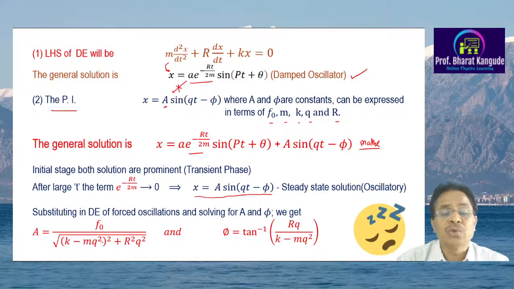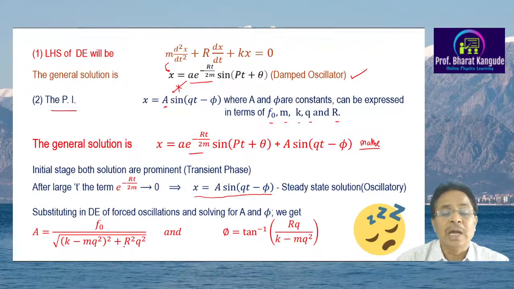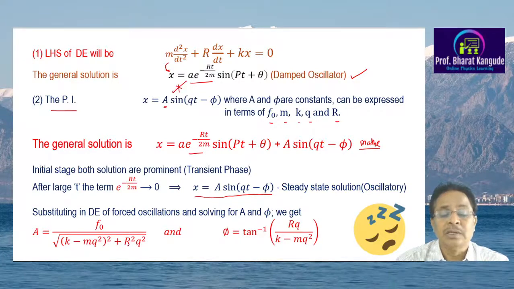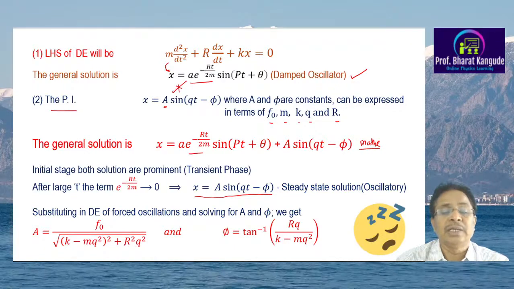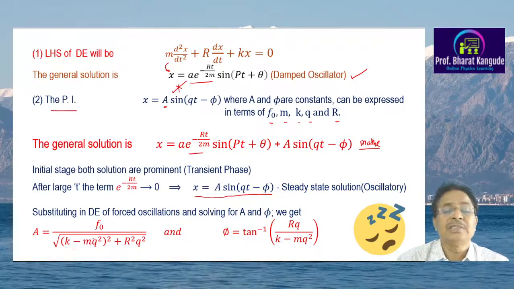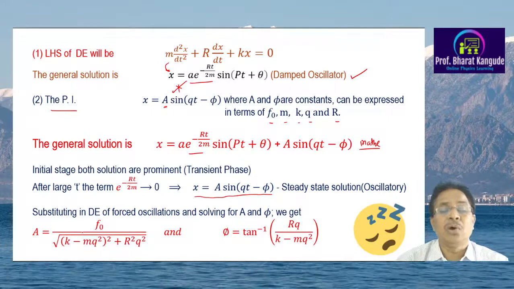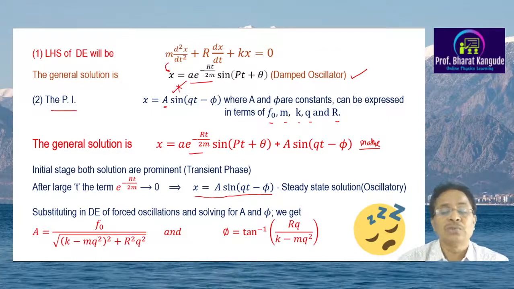k minus mq square, square of the bracket, and the next term is plus r square into q square. So this contains r, it contains q, m, k, as well as f0. This is called the amplitude of this type of motion, the forced oscillator.